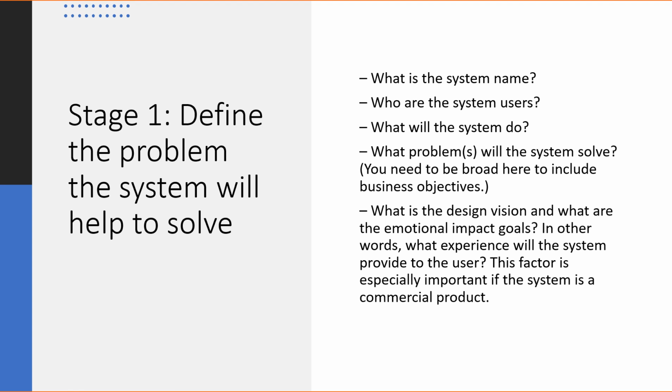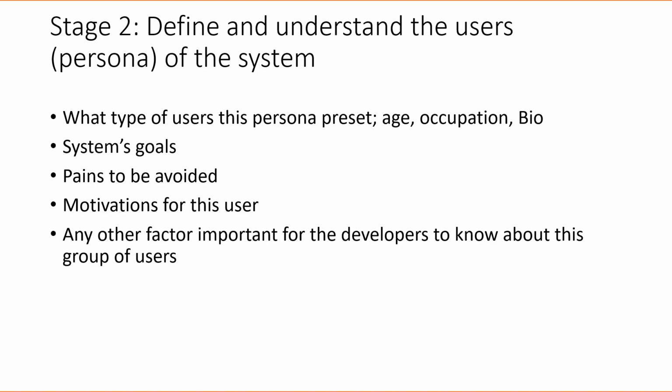You need to be broad here to include business objectives as well. What is the design vision and what are the emotional impact goals of the system? In other words, what experience will the system provide to the user? This factor is especially important if the system is a commercial product. So you need to think about all these details when you are thinking about the first stage.